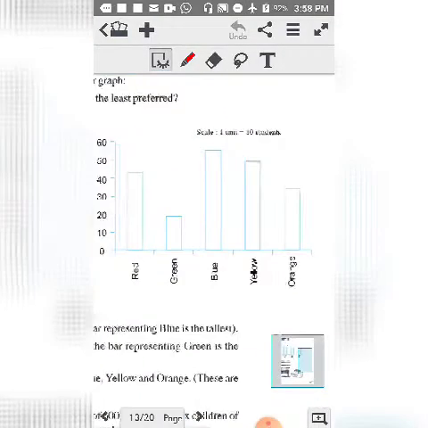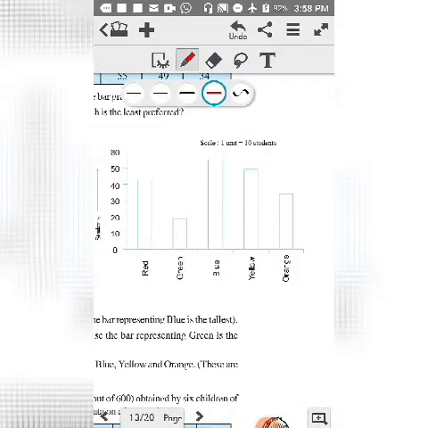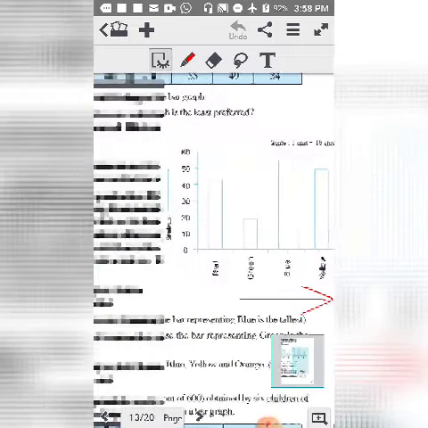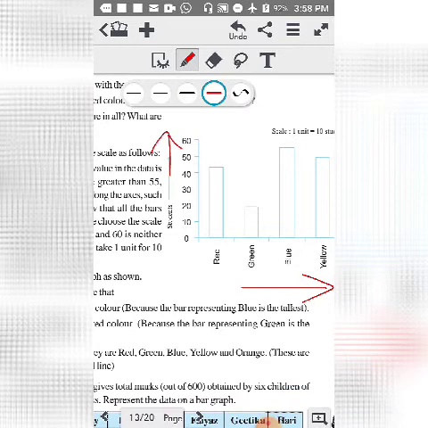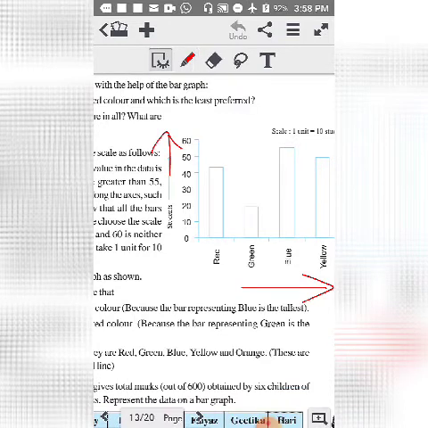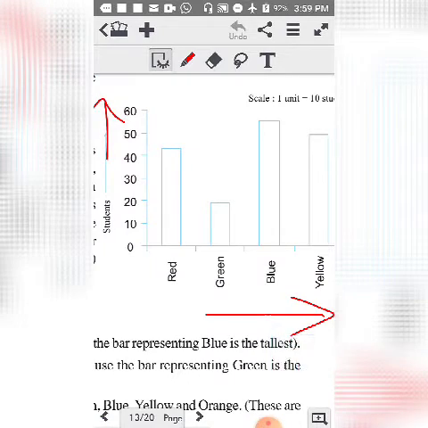In a bar graph, what do we do? Why is it called a bar graph? Because in a bar graph there are bars shown. Bars mean there are rectangles. So in a bar graph we write some numbers horizontally and we write some numbers vertically. So the way it is given in your book, in that way we make a vertical line and we make a horizontal line.